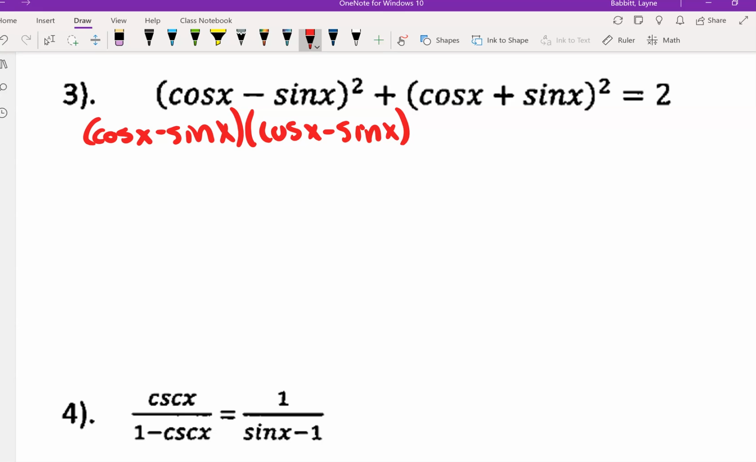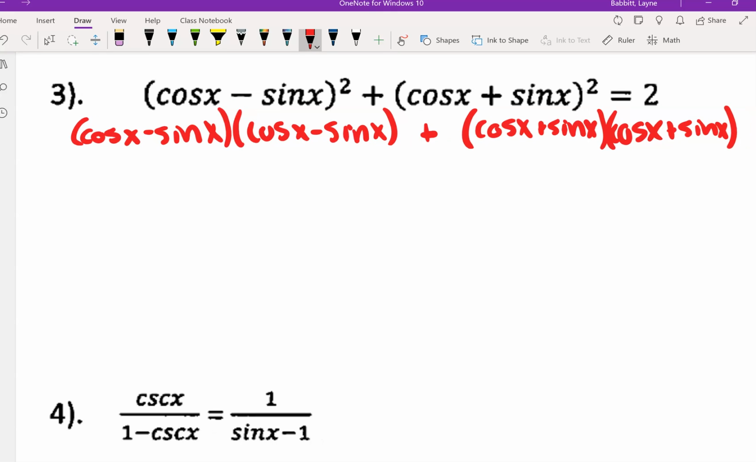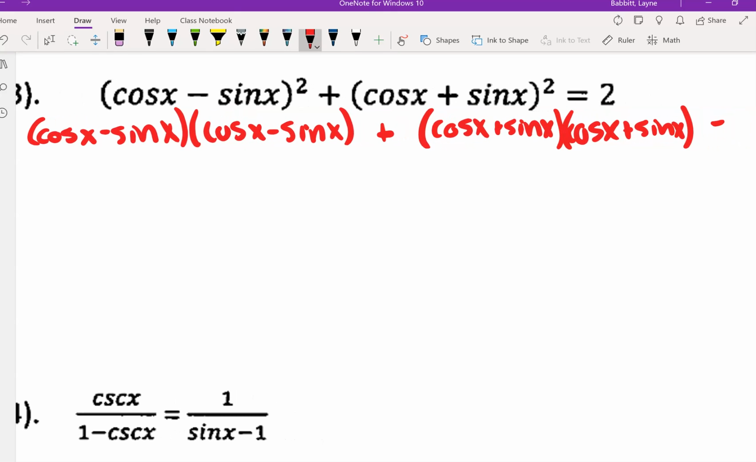And then I'm going to do the same thing with cosine x plus sine x times cosine x plus sine x. And then remember, we're trying to get that to equal 2.